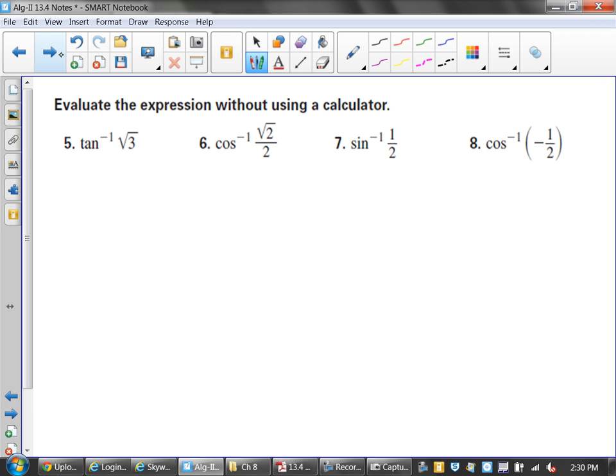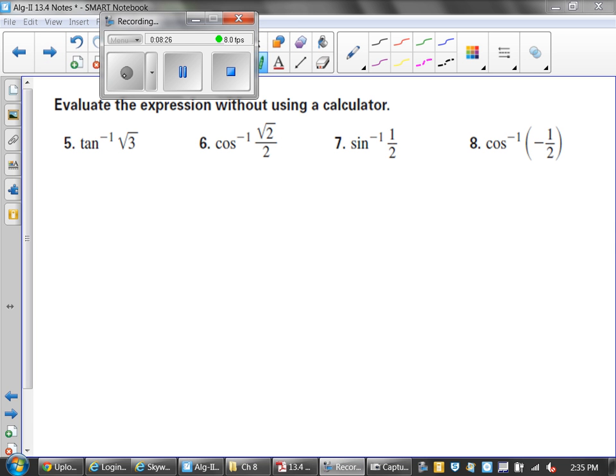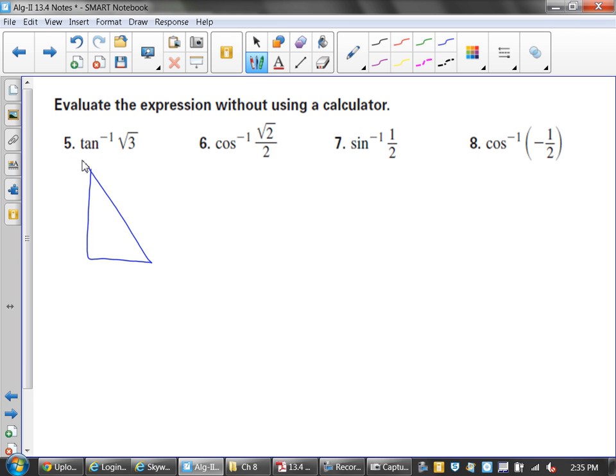We need a couple more. Take a minute, try those. Again, tangent of root 3, which triangle is it? It's the 30, 60. The tangent, to get opposite over adjacent, has to be at 60 degrees, or pi over 3. Good.